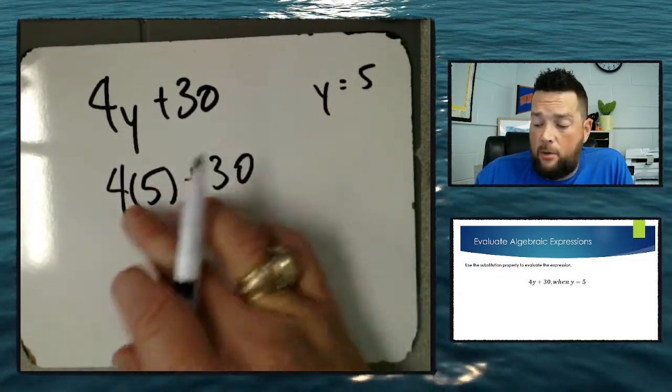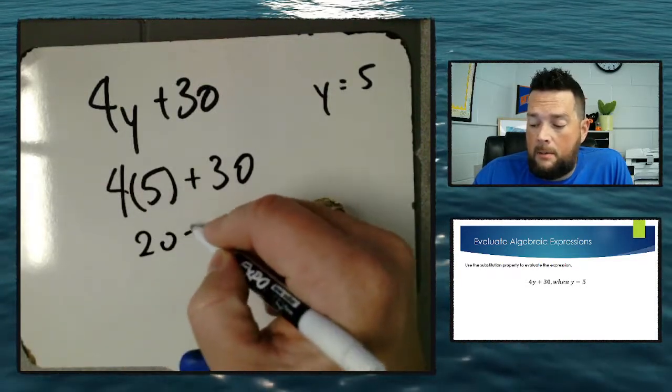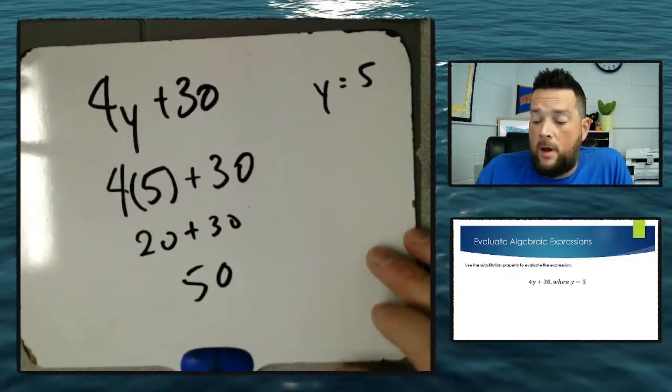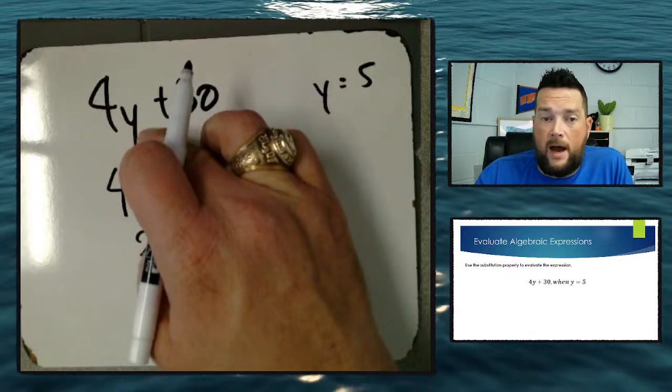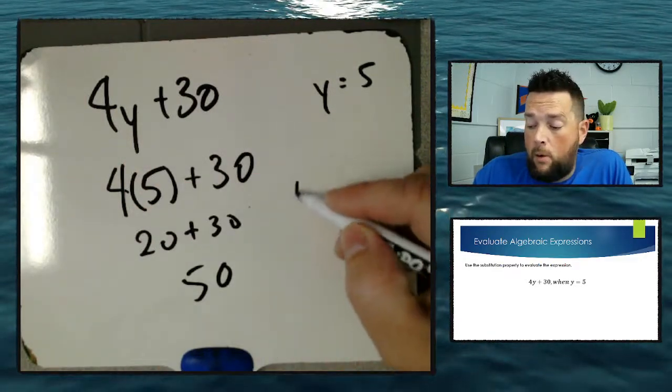PEMDAS tells me I've got to do multiplication before I do that addition, so I've got 4 times 5 is 20. I'm going to bring down that 30, and then 20 plus 30 is 50. So I substituted 5 in for y, and then I just did the math that it told me to do, right, by order of operations.